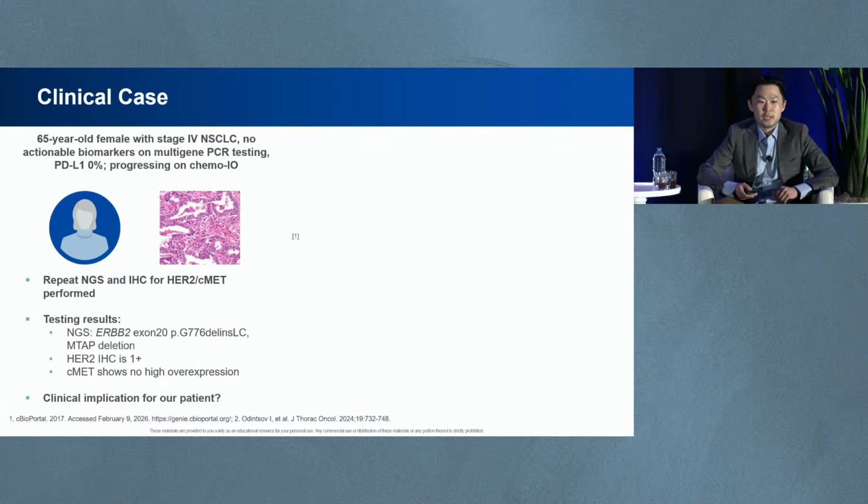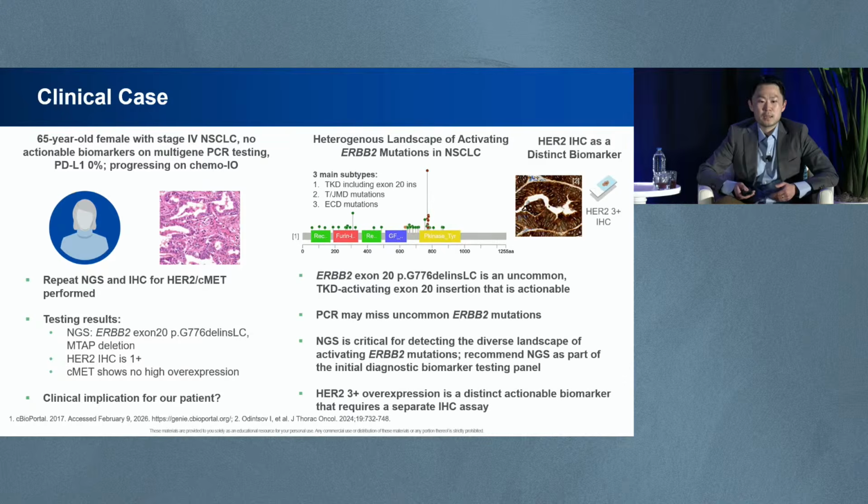So going back to our patient, right? This is our patient with the HER2 mutation where the mutation was initially missed on PCR testing. And so here we see this HER2 exon 20 mutation, the G776 del-NSCLC. So this is actually an uncommon exon 20 insertion mutation that is activating the TKD, and it's within the TKD, and it's actionable. And so this, again, highlights the fact that PCR can actually miss some of these more uncommon HER2 mutations and really highlights the importance of NGS for detecting the broad and diverse landscape of activating HER2 mutations. And so we really recommend doing NGS as part of the initial diagnostic biomarker testing panel.